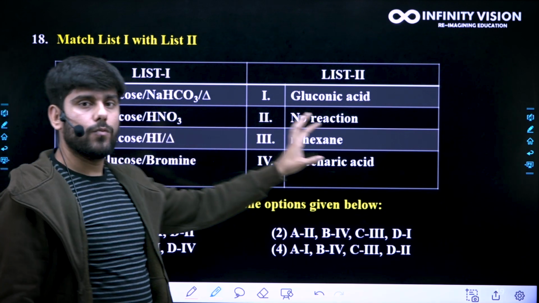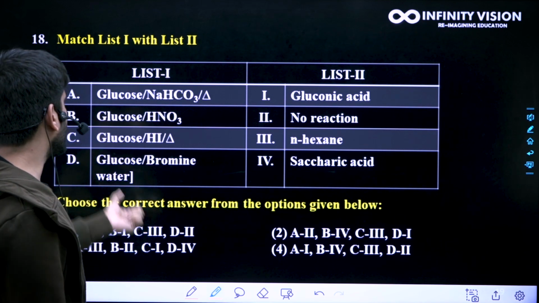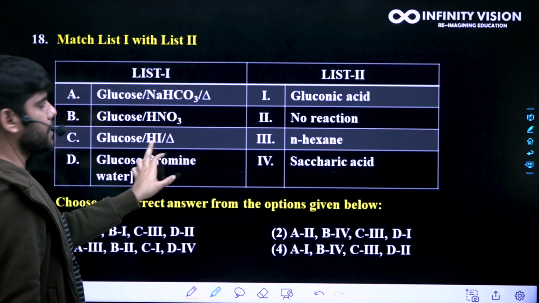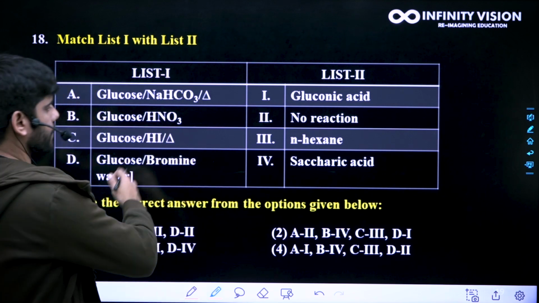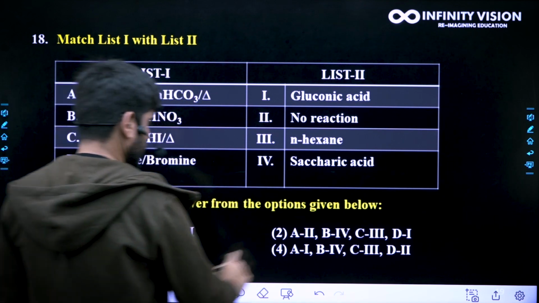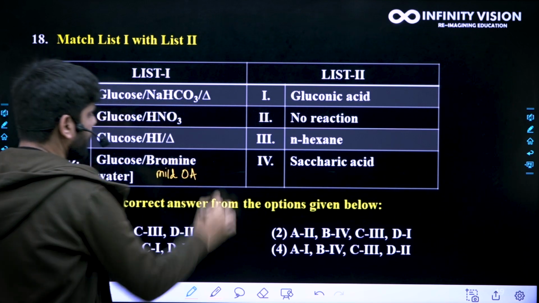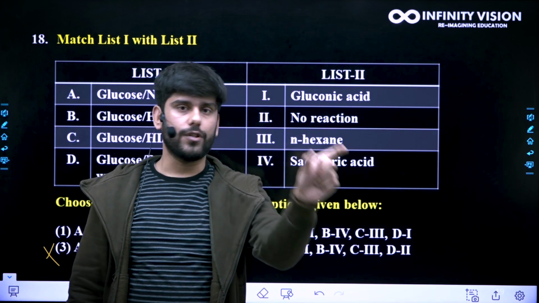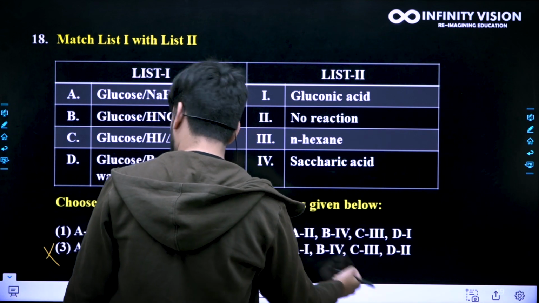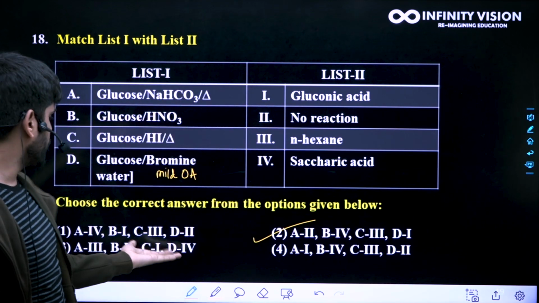All right, a question from biomolecules, carbohydrates. Let us see the reactions of glucose. So we know that glucose, let's start with the reactions that we already know. So we know that in the presence of HI, upon prolonged heating, it gives rise to n-hexane. So C will definitely go with third. So third is eliminated. If we see bromine water is a mild oxidizing agent, the CHO part in the glucose will get oxidized to COOH, giving rise to gluconic acid. So D goes with 1. And I think we have already got the answer, 2, because D is matched with 1 only in 2, so that gives us the answer.